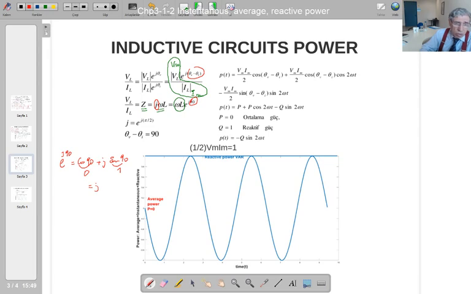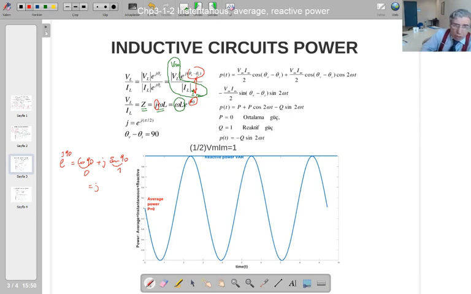So in this case, this VL over IL, these are the phasors of the inductor, is equal to the impedance of the inductor. The impedance of the inductor is equal to this, so this angle must be equal to each other. So the conclusion: the phase difference between the voltage and the current for an inductor is 90 degree.